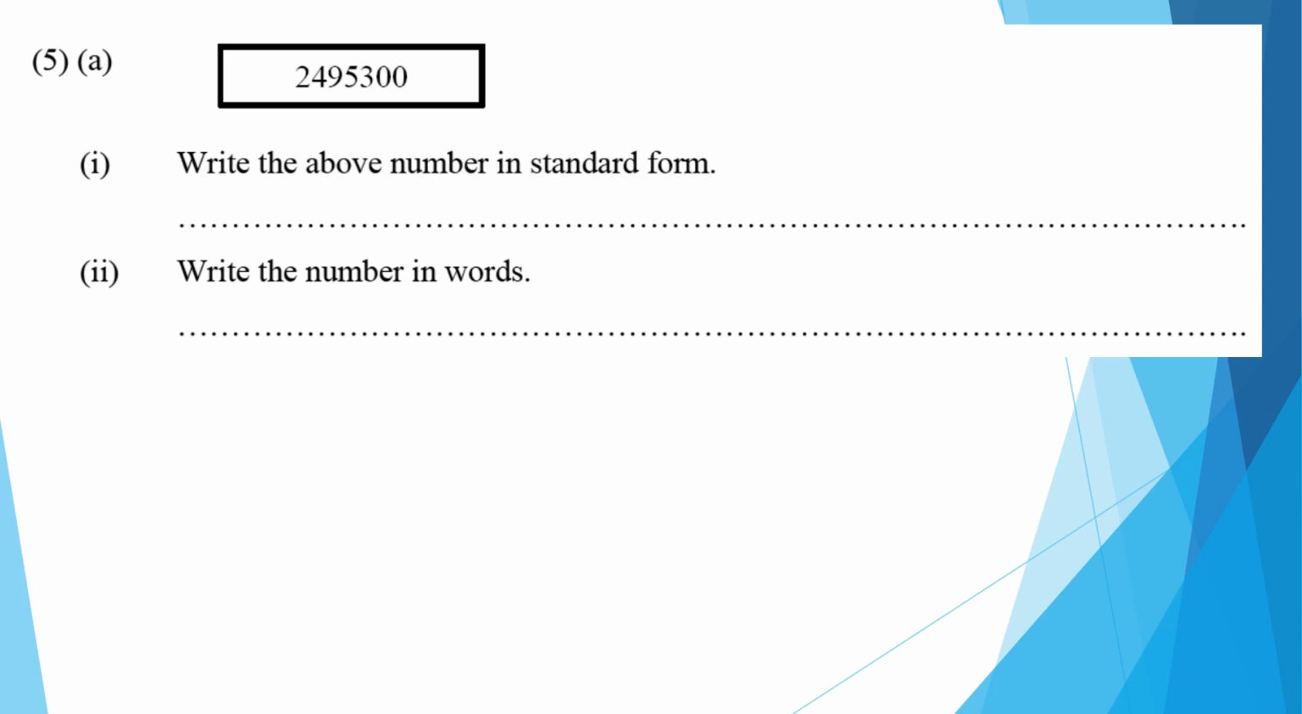Write down the above number in the standard form. So to write in the standard form, you have to take this in groups of 3 digits, right? Then you get 2, 495 and 300. You can keep a gap, or you can write a comma. Then you can write this in the standard form.